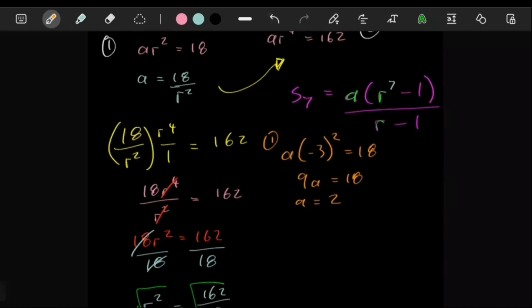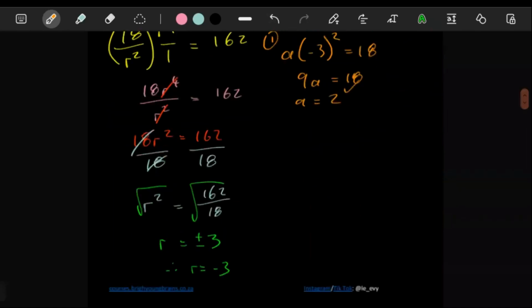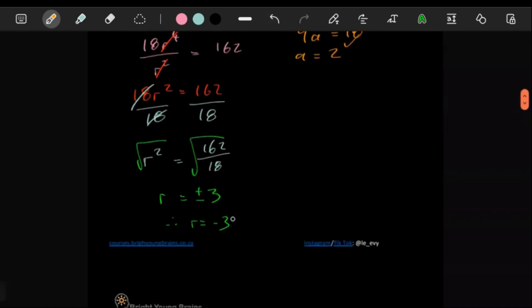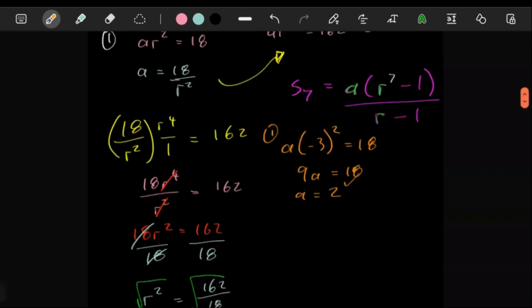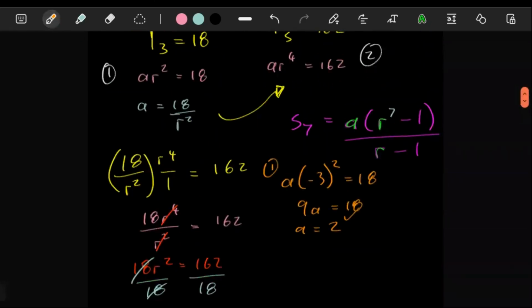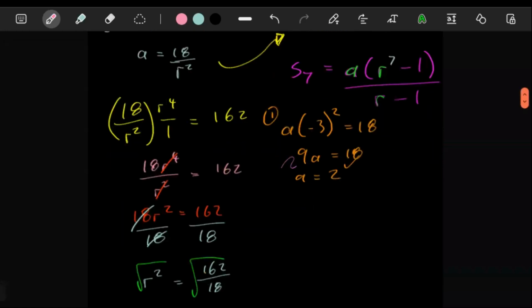So we have a, and we have r. So we're good to go. So we can easily work out what S7 is. Working out what S7 is, we can see here S7 is going to be equal to a is 2, r is -3, and then -3 minus 1.